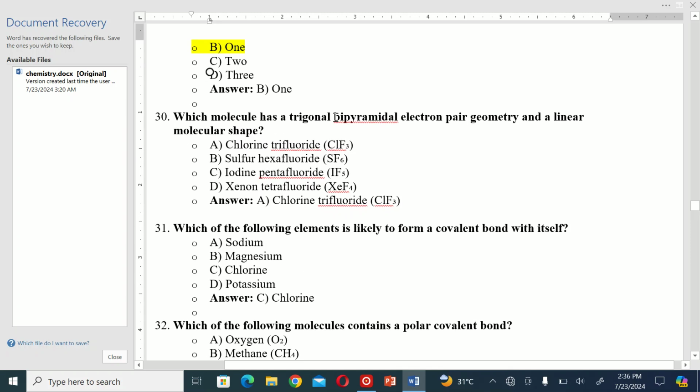Which molecule has a trigonal bipyramidal electron pair geometry and a linear molecular shape? A. Chlorine trifluoride. B. Sulfur hexafluoride. C. Iodine pentafluoride. And D. Xenon tetrafluoride. So the correct option is A. Chlorine trifluoride.